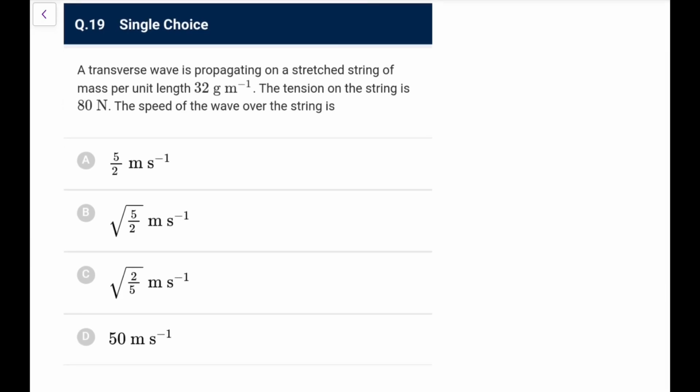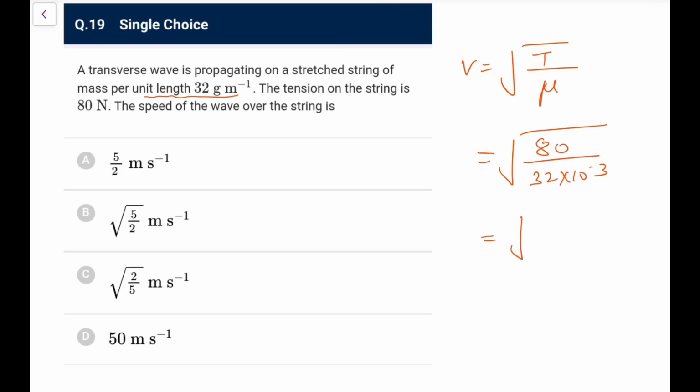A transverse wave is propagating on a stretched string of mass per unit length mu. The tension is this, the speed of the wave, you directly remember this formula, root T by mu. T is 80, mu is 32 gram, that is 10 to the power minus 3 gram per meter. So it becomes 1 by 4 into 10 to the power 4, that is 100 by 2, that is 50. So you can directly say this is 50 meter per second.